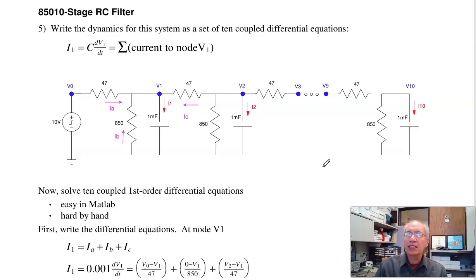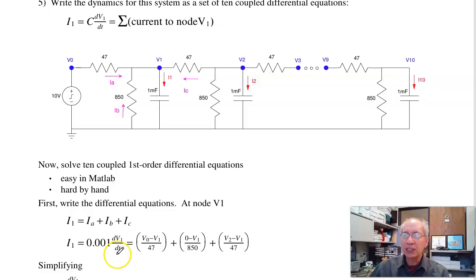Now let's look at a 10-stage RC filter. So if I build the circuit with 10 stages, it looks kind of intimidating. This is described by a 10th order differential equation. The equation actually isn't that bad, but look at any given node, like B1. This current I1 is C dV/dt. From conservation of current, I1 is IA plus IB plus IC. IA is V0 minus V1 over 47. IB is 0 minus V1 over 850. IC is V2 minus V1 over 47.